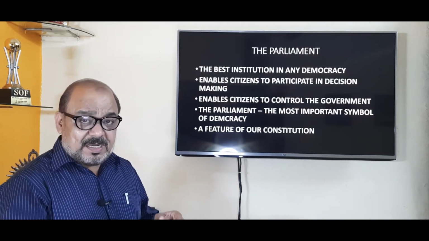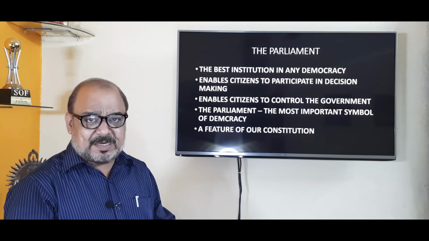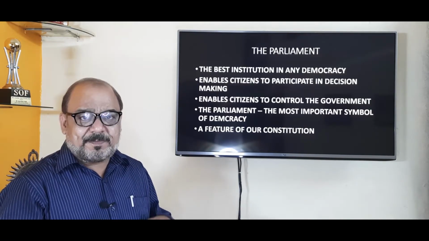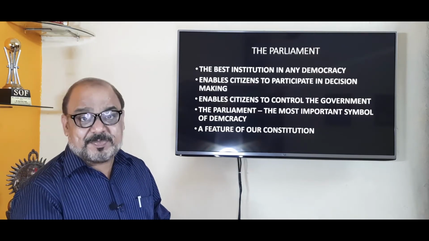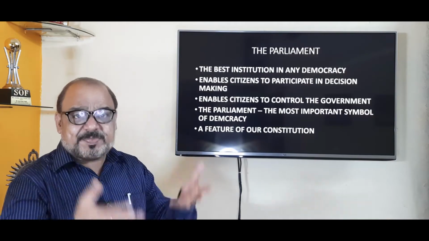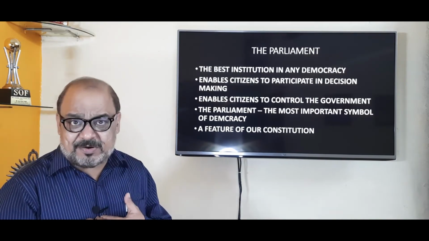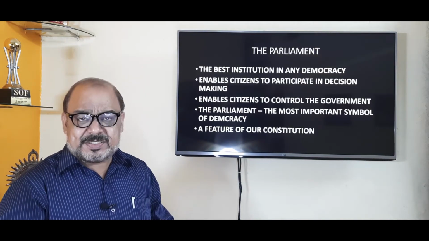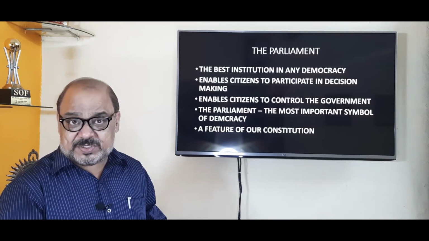So, in the parliamentary system, through the parliament, people, citizens participate in decision making through their representatives. We have elected our representatives, and representatives are taking decisions. So they are taking decisions on our behalf. We have authorized them to take decisions on our behalf by electing them with majority of votes.